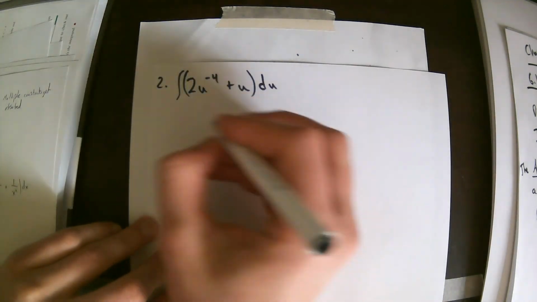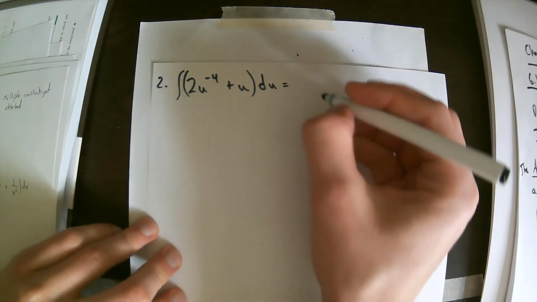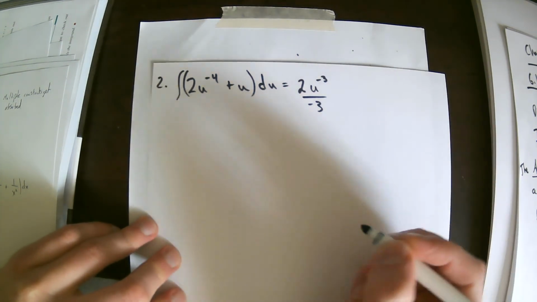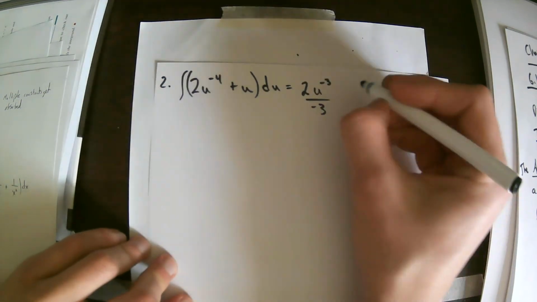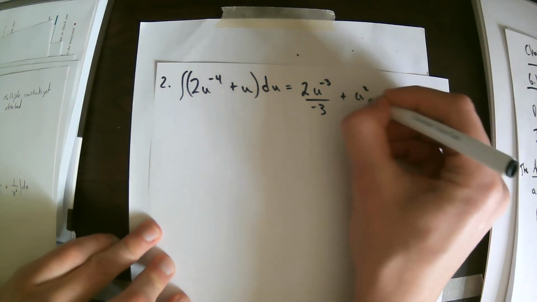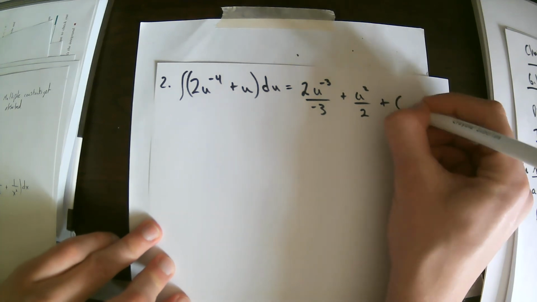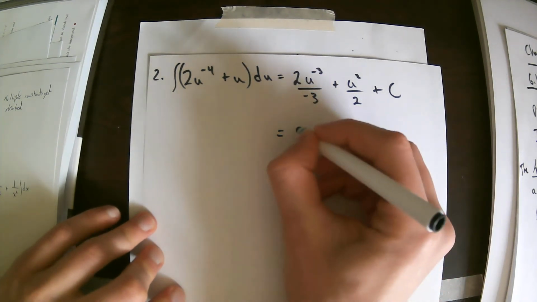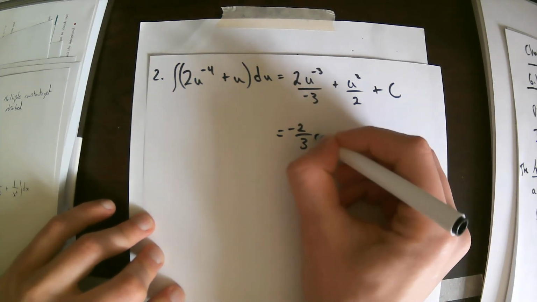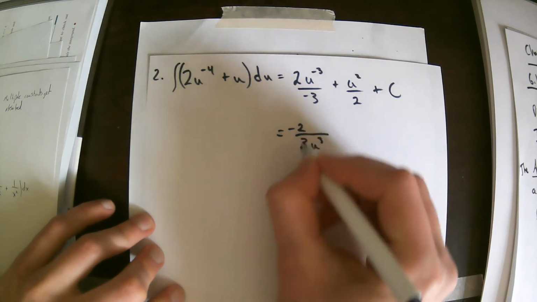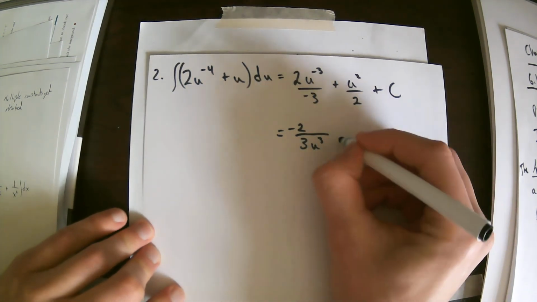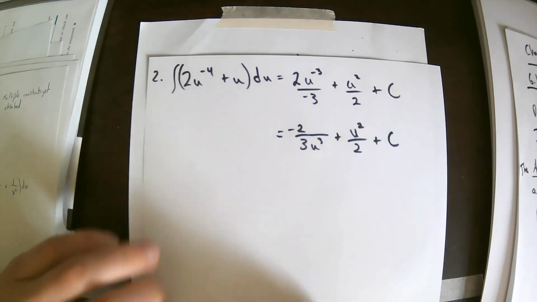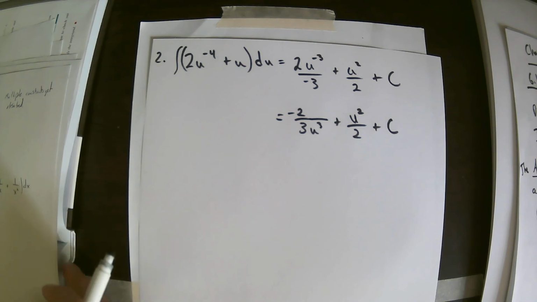Okay. So this is the same as 2 times u to the negative 3 over negative 3, just using the power rule there, adding 1 to the exponent, plus u squared over 2, and then plus c. And if I like, I can clean this up a bit. Negative 2/3, or actually u would be in the bottom, right? Negative 2/3 times u cubed in the bottom, and then plus u squared over 2 plus c. Okay.